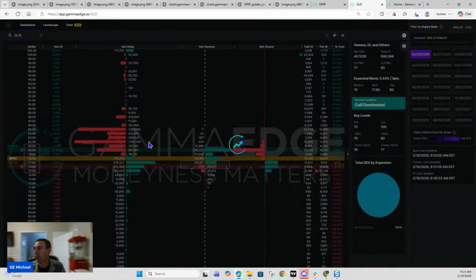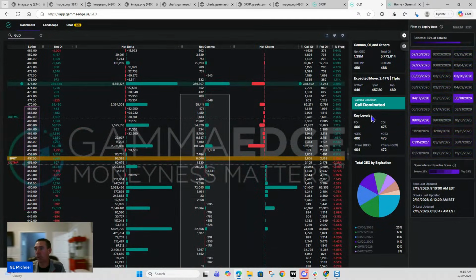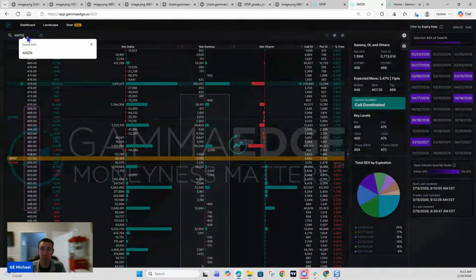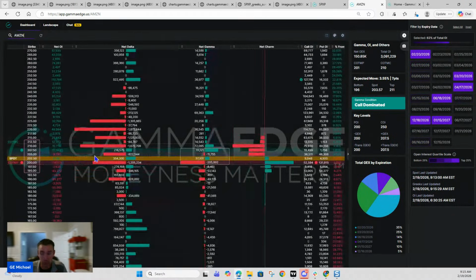GLD, upper quartile, call dominated, below spot price. GLD still looks great for price appreciation up towards 475. Everything looks good there. And Amazon, let me check that one, and then I've got to jump off real quick.